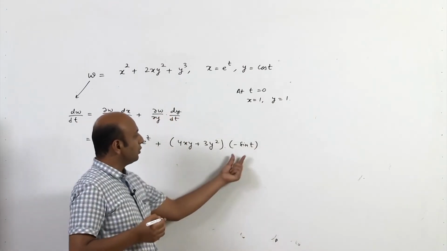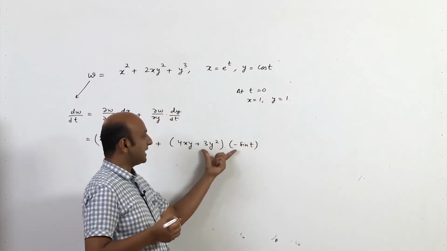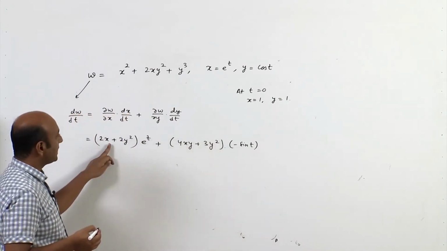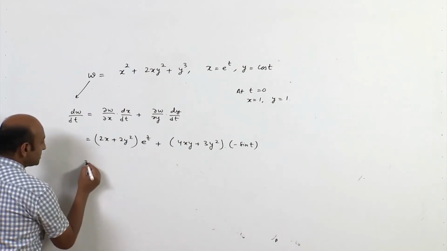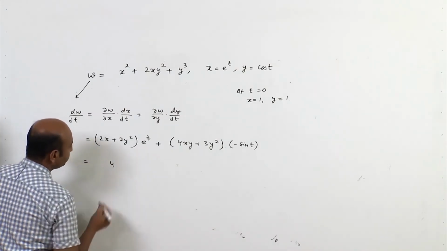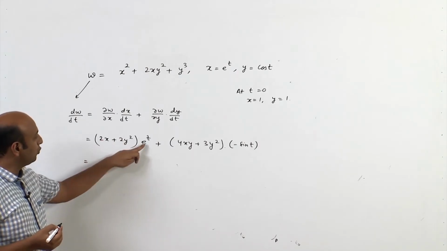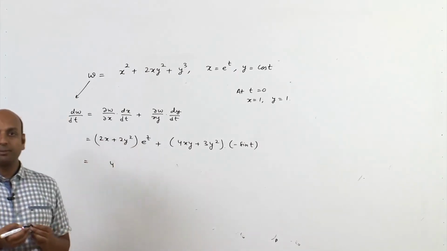Now, when t is 0, this is 0. So, this entire expression is 0, and when t is 0, it is 1. So, x is 1, y is 1. So, it is 4. X is 1, y is 1, 2 plus 2 is 4, into 1 is 4. So, this value is simply 4.